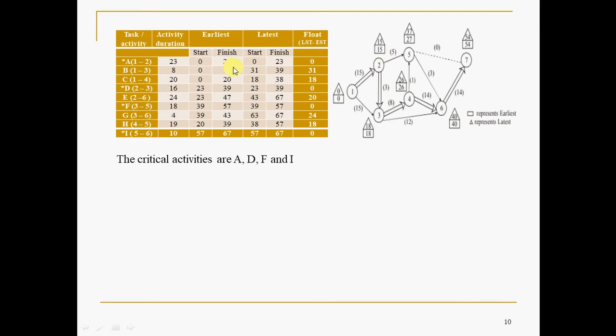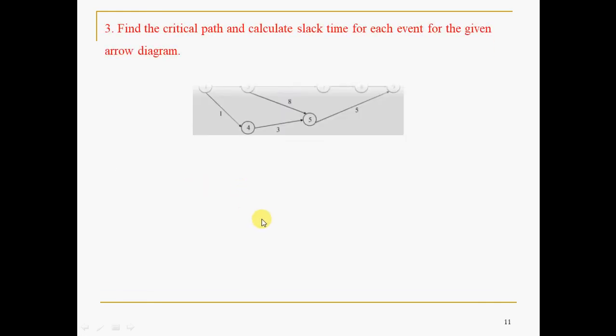How to fill these values? I have given the equations, so just by following the equations, you can fill them. Now the critical path. Just follow the star mark or star symbol I have shown, and the duration of the project is 67 days. So that's all about this.